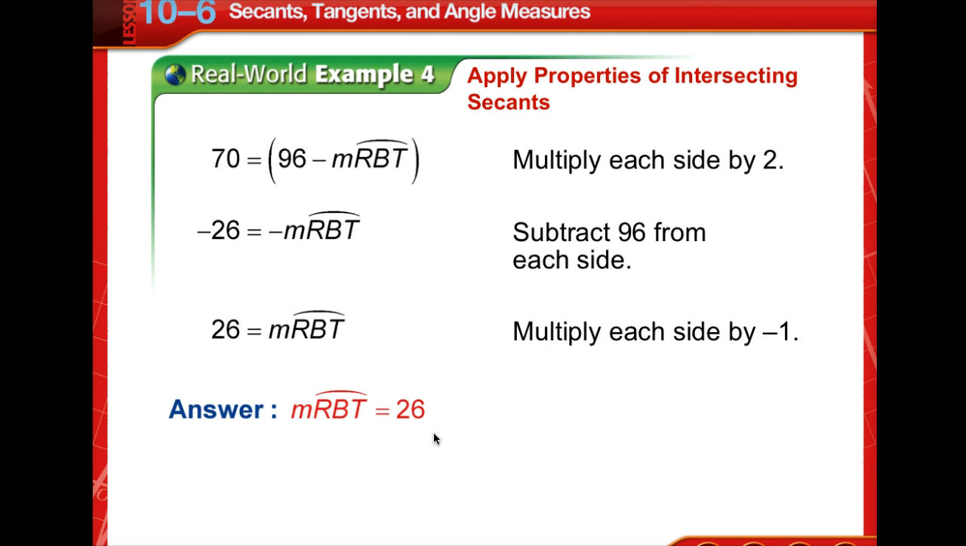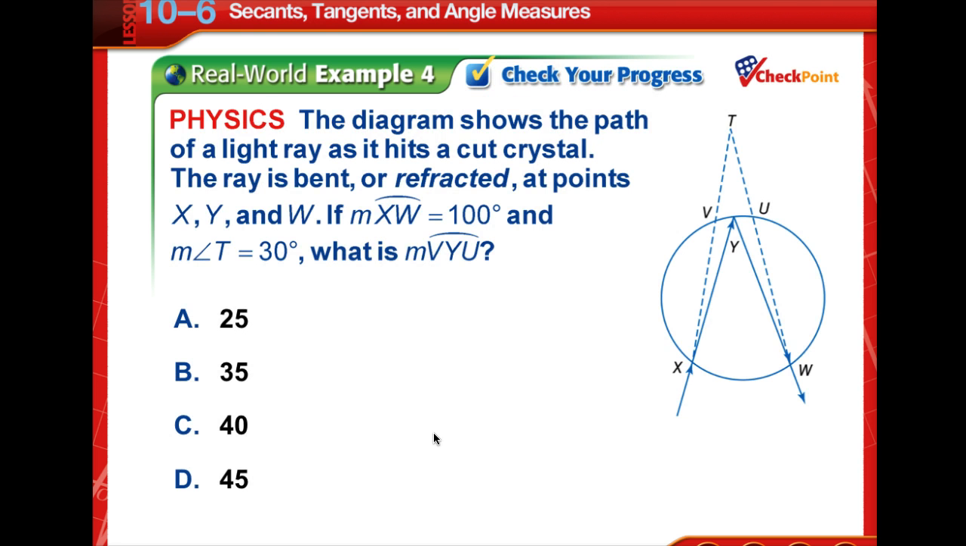Very similar to what we've already been doing. Let's check your progress on that one. So pause the video and then come back and check your answer in a moment. Okay, we know that the measure of angle T is equal to half the measure of arc XW minus the arc XYU. Multiply both sides by 2, subtract 100 from both sides, multiply both sides by -1. You get the measurement of arc VYU is 40.